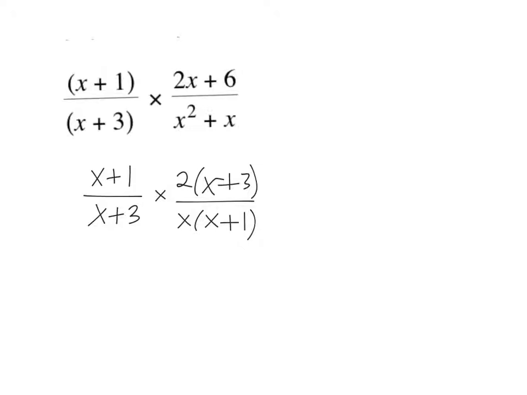Now at this point, you take a moment and you cancel off the common things. So here I have lots of common things. What's common between them? x plus 1 and x plus 3. So all that's left up top is 2, and all that's left on the bottom is x. Okay, so lots cancels there.